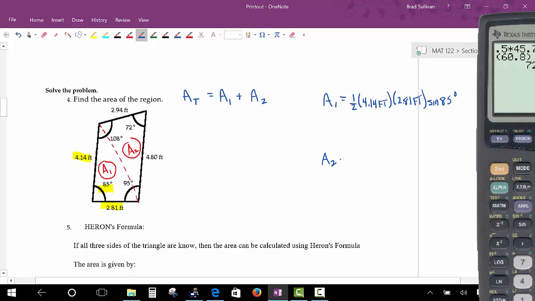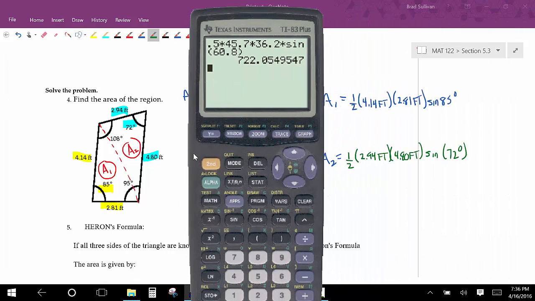And then A2, I'm going to do this. For A2, I've got a side-angle-side case again, so I'm going to compute that like this. I'll say 1/2 times the product of the two sides, which are 2.94 feet and 4.80 feet. Then I'm going to multiply that by the sine of the included angle, 72 degrees. Then I'll add those two things together.